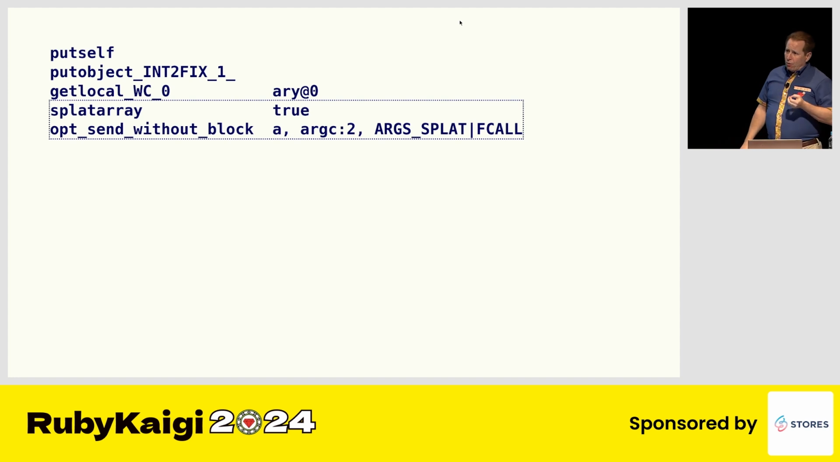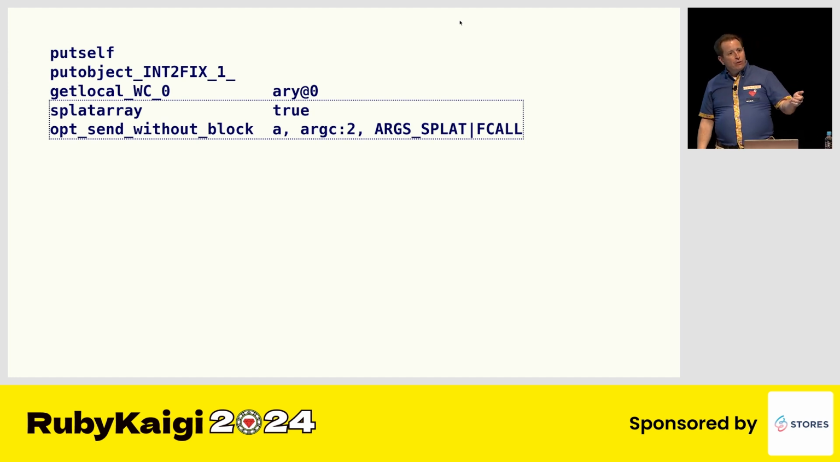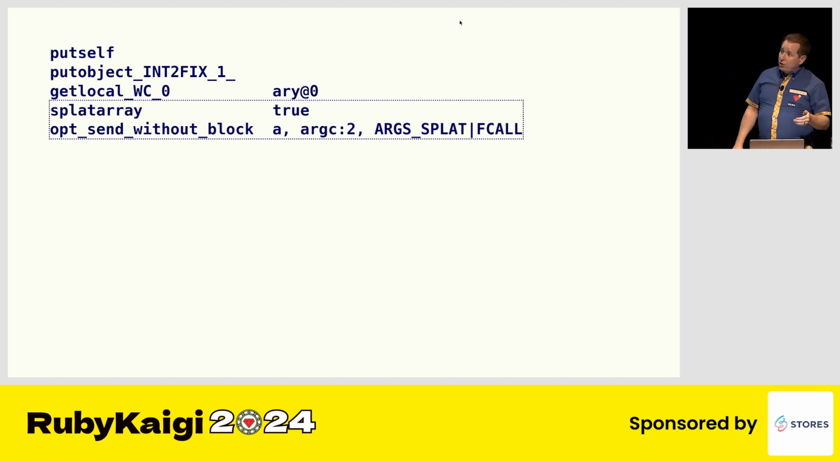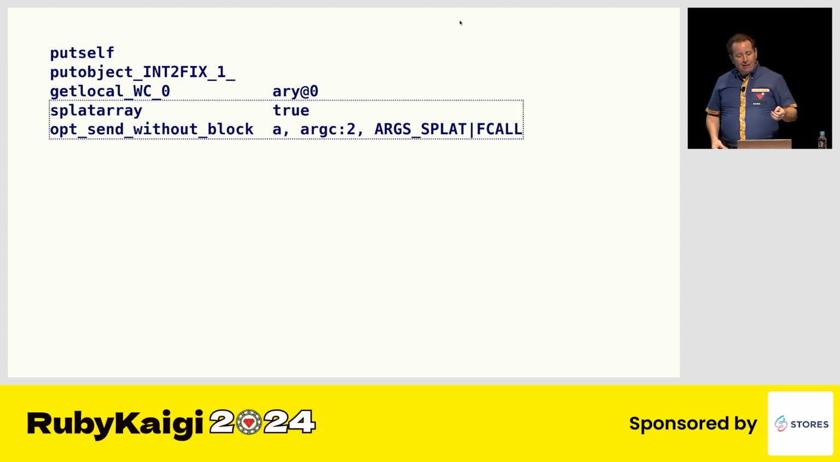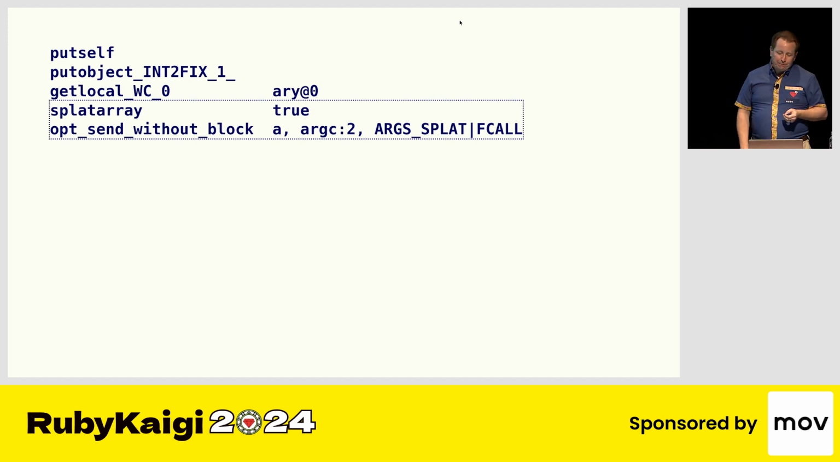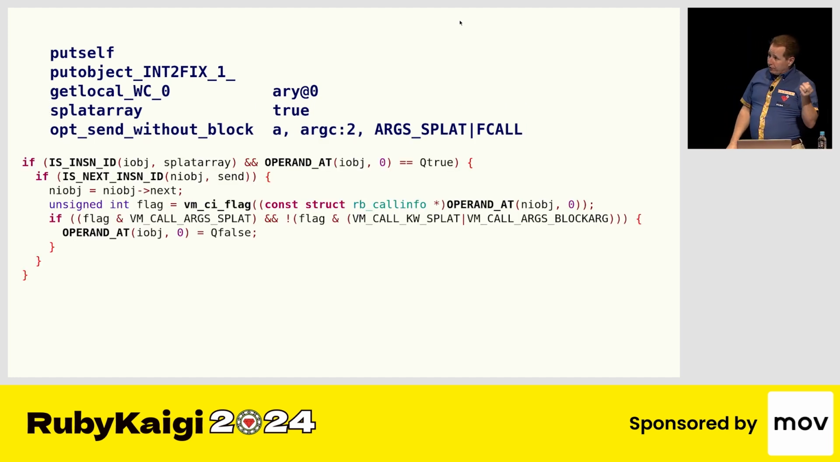So for the optimization to work correctly, you need to look at what instructions follow the splat array instruction. If the splat array instruction is followed directly by a send instruction, and that send instruction supports an argument splat, but does not use keywords or a block, then it's safe to change splat array true to splat array false. So to implement the change of splat array true to splat array false, I added the following code to the optimizer. I'm going to walk through each part of this code.